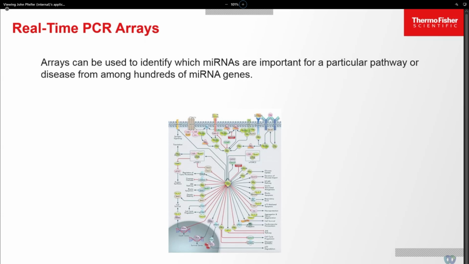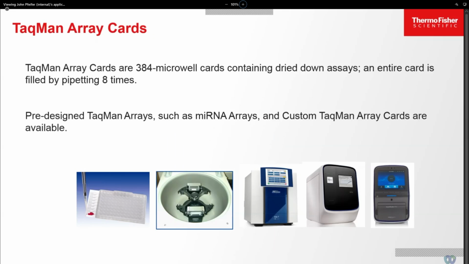Arrays, for example, one way that you could use them is if you want to look at, let's say, hypothetically, what microRNAs are of greatest interest for a particular metabolic pathway or disease. And we can test hundreds of microRNA genes all at once. So one type of real-time array is called the TaqMan array cards. The cards have the same size as a regular plate, but it's not a plate. It's not with open wells and you have to pipette individually. It doesn't work like that. It's actually simpler than that.